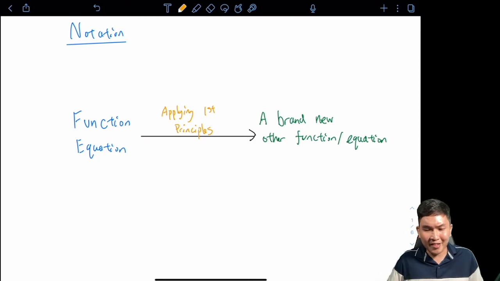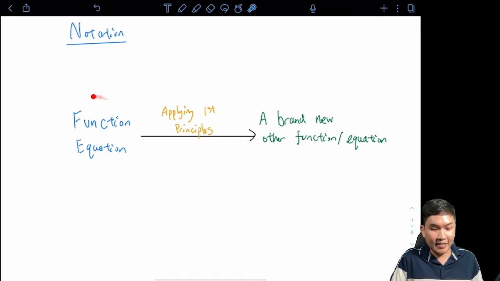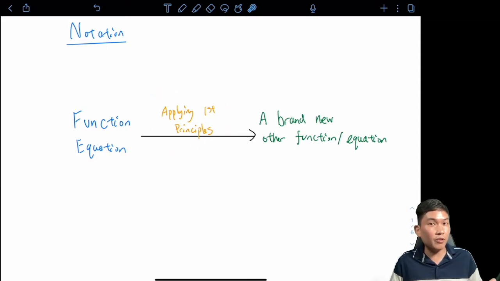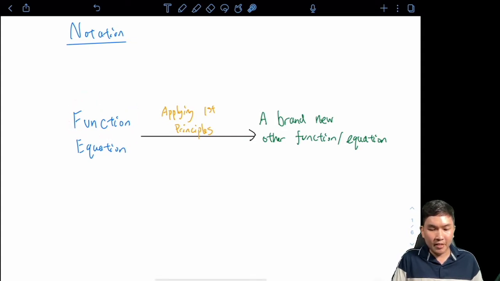Before I talk about notation, you might notice some similarities if you have taken chemistry. This looks like a chemical reaction. You have your reactants over here, you have your underlying condition that needs to be fulfilled before the reaction happens, and then you have your product on the right hand side. Yes, it looks exactly like that, and that's what we're doing. You put in a function, you apply first principles, and you get a brand new function.